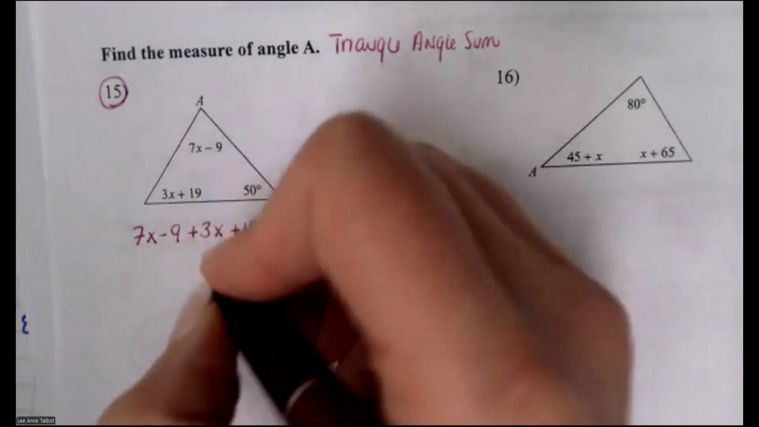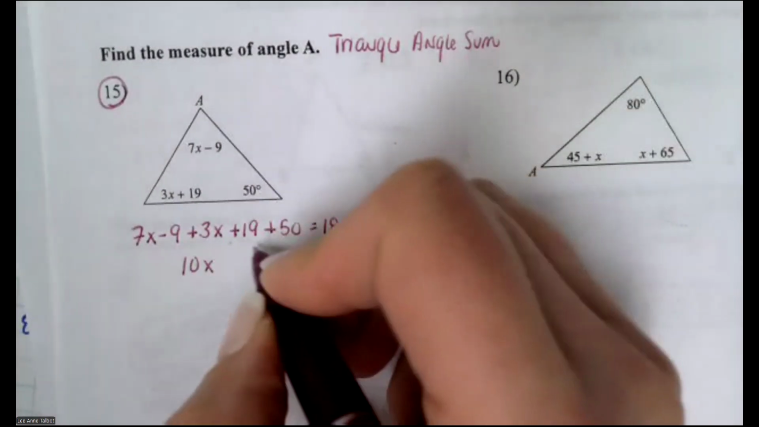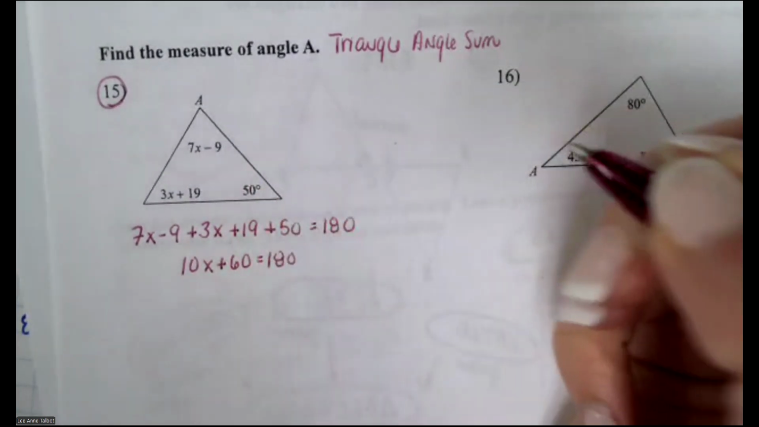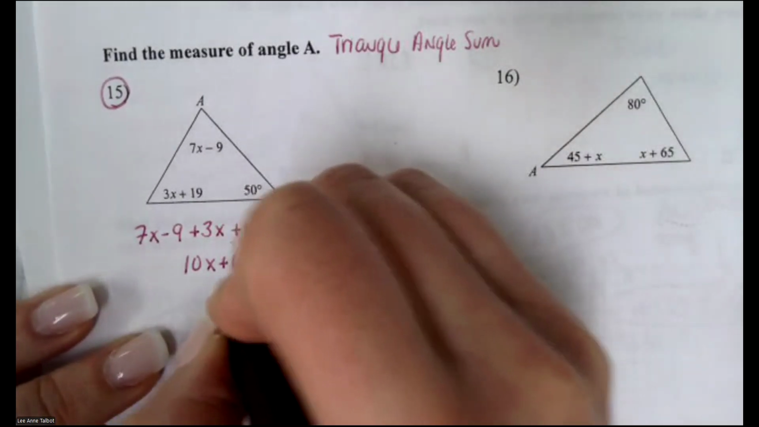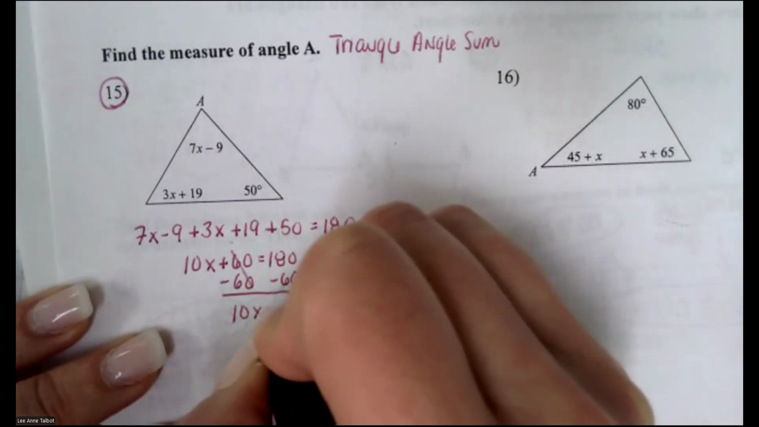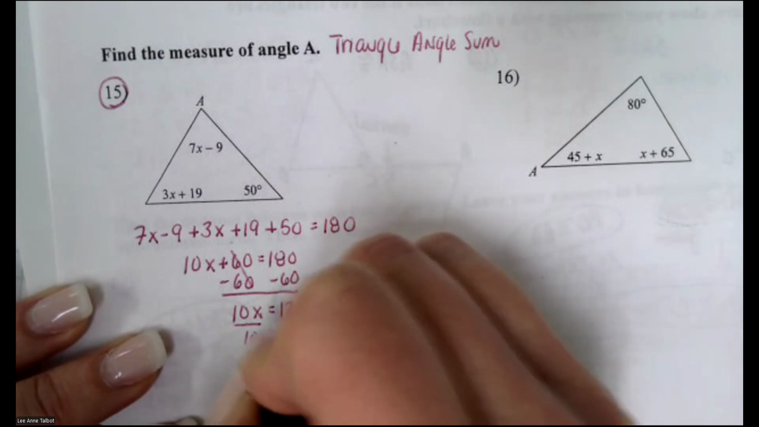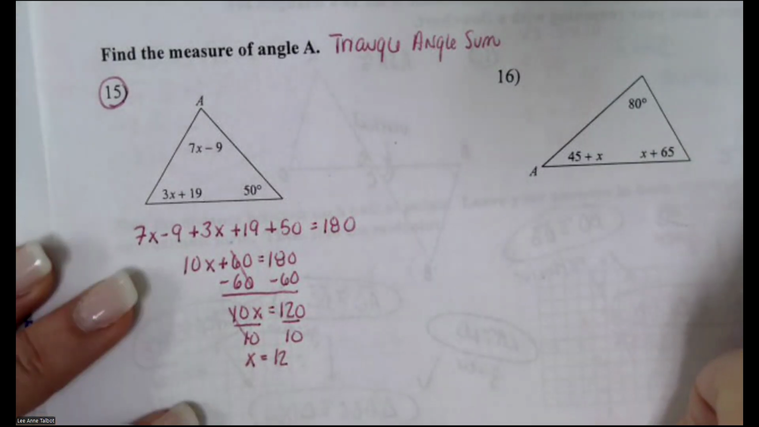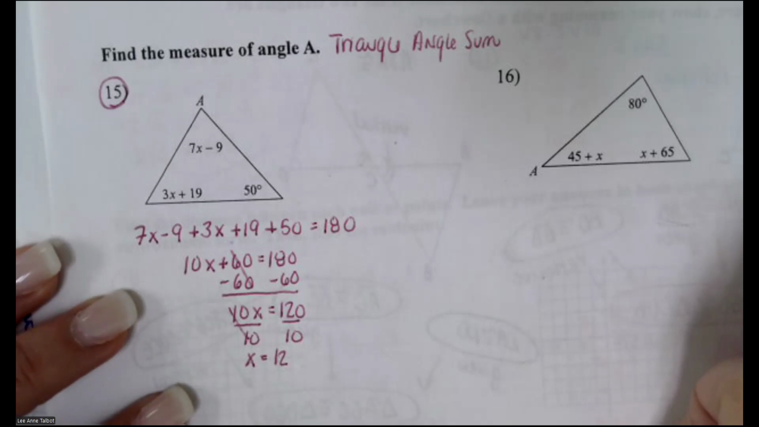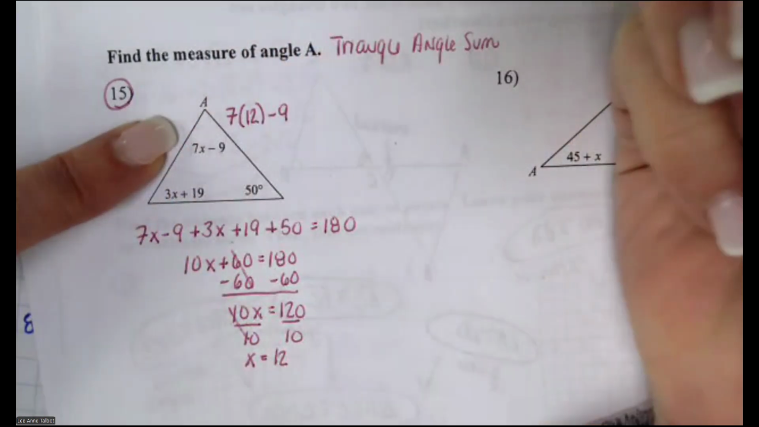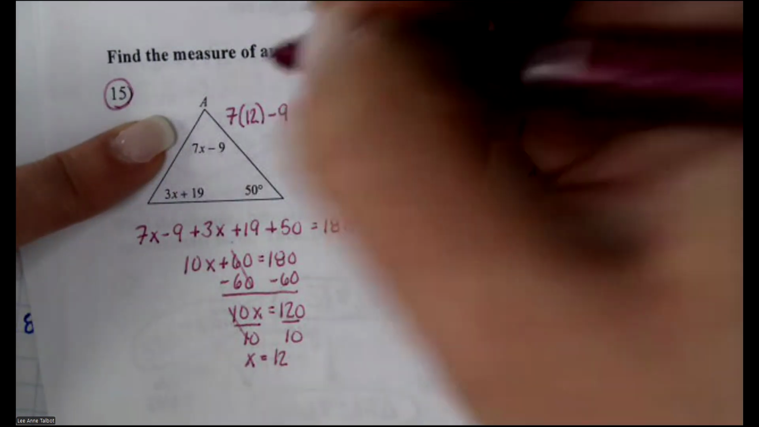Okay, how many x's do I have total? 10. 10x plus 60. I like those numbers. You like it? Nice round numbers. Awesome. Okay, and then it says find the measure of angle A. So I plug the 12 back in. 7 times 12 minus 9. 84 minus 9 is 75.